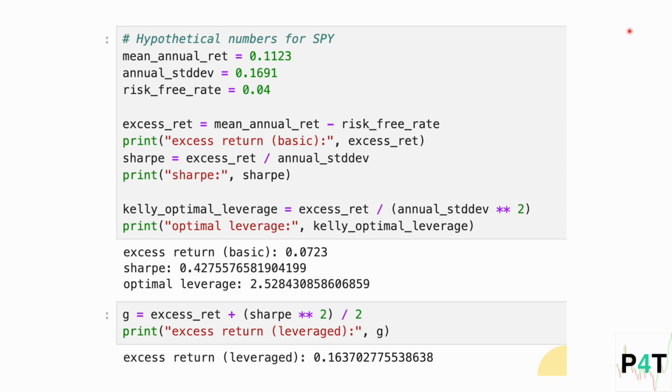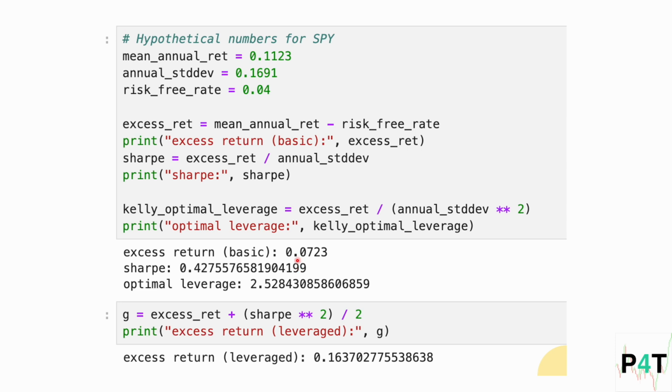But in this case, we're going to assume that the mean annual return is 11% and the annual standard deviation is 16.9%. We'll also assume a risk-free rate of 4%. Then we can trivially calculate the excess returns by subtracting the risk-free rate from the annual returns and the Sharpe ratio by dividing the excess returns by the standard deviation.